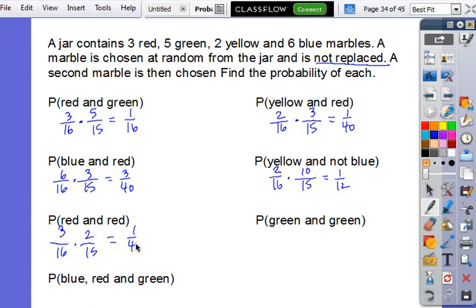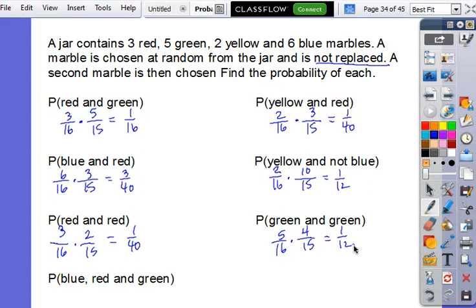All right. Do the green and green right there. How many greens do we have to start with? 5 out of the 16 total. On the second one, what happens? There's only 4 greens left out of 15 total choices. And that becomes 1 over 12, is that right? Yeah.